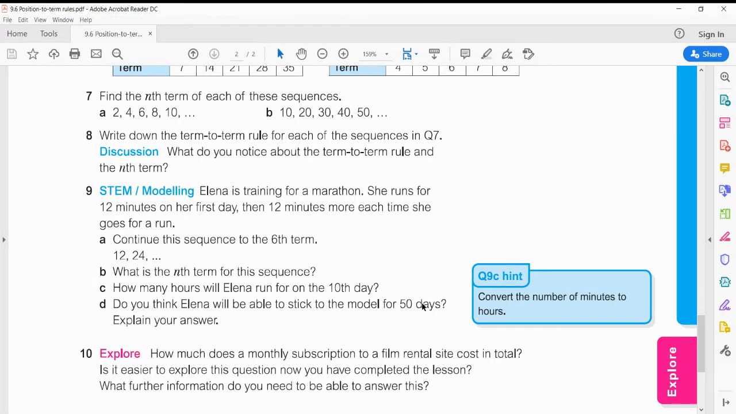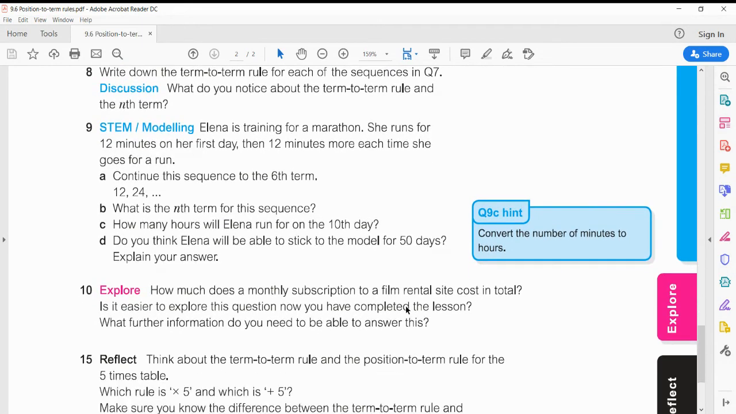Do you think she should be able to stick to the model for 50 days? Explain your answer. Okay, let's think. 50 days is going to be 50 times 12. That's going to be 600 minutes. 600 minutes is 10 hours. Do you think she's going to be running for 10 hours in a day? I don't think so. I think it's just unrealistic to carry it on for that much. She'll probably reach some point where she runs for, if it's a marathon, maybe 4 hours, and probably that's as far as she'll go.